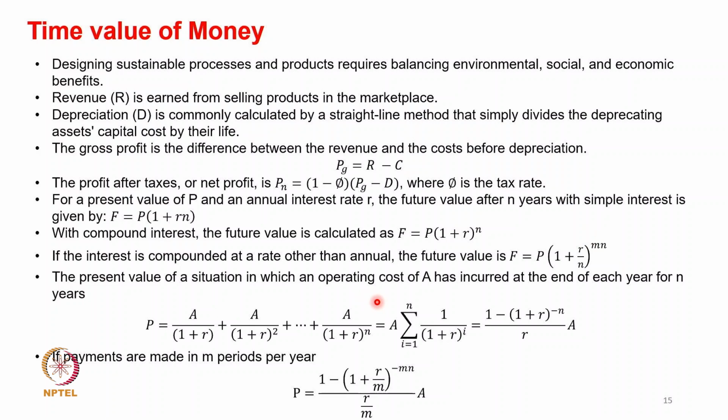Fine. And so now we can of course do this if the present value of a situation in which the operating cost of A is incurred at the end of each year, which would be computed as P = (1 - (1 + R)^(-n)) / R times A, where A is the operating cost. And if the payments are made in m periods, your P would be (1 - (1 + R/m)^(-mn)) / (R/m) times A.